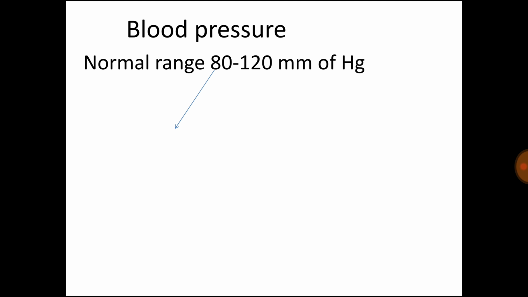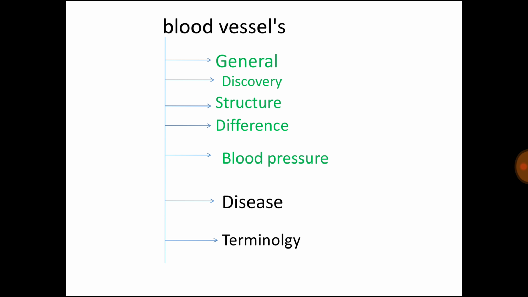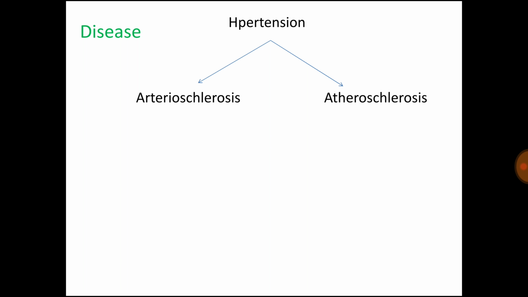Next, we're talking about blood pressure. Normal range is 80 to 120 millimeter of mercury. 80 is the diastolic, that means during relaxation of the heart, and 120 millimeter of mercury is the systolic blood pressure, during contraction of the heart. If diastolic pressure is lower than the normal range, it is known as hypotension. If systolic pressure is higher than the normal range, it is known as hypertension. Next, we're talking about disease. Mainly we're talking about hypertension, which is mainly due to arteriosclerosis and atherosclerosis. There may be other reasons due to lifestyle and genetics.